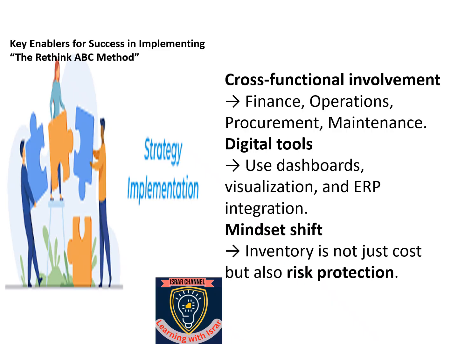Don't forget the key enablers, which are very important for the success of implementing the Rethink ABC method. These are cross-functional involvement like finance, operations, procurement and maintenance. Then digital tools: use dashboards, visualization and ERP integration. And finally, which is very important, the mindset shift. Inventory is not just a cost but also risk protection. That is the philosophy of the Rethink ABC method.